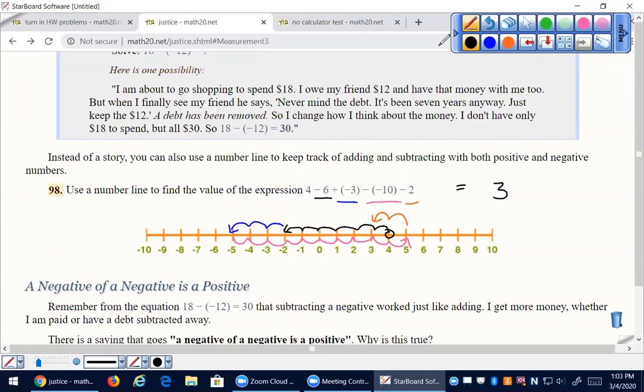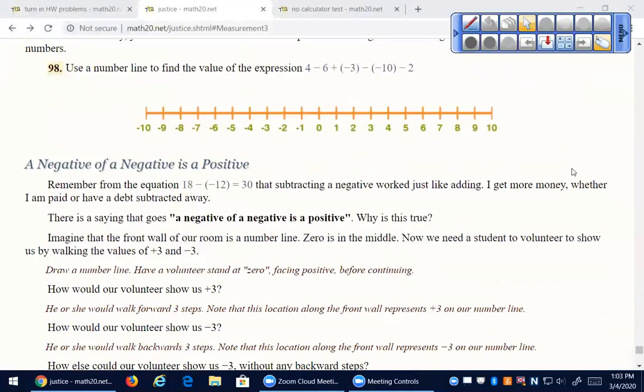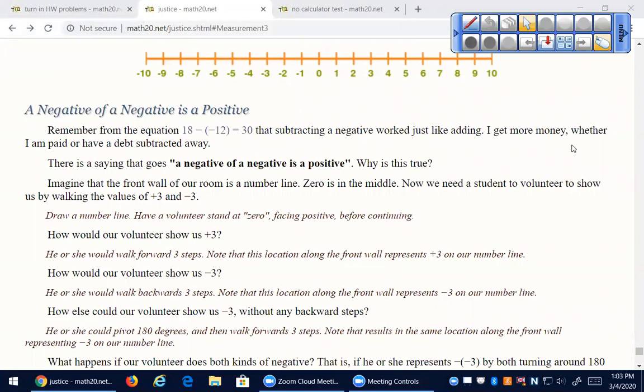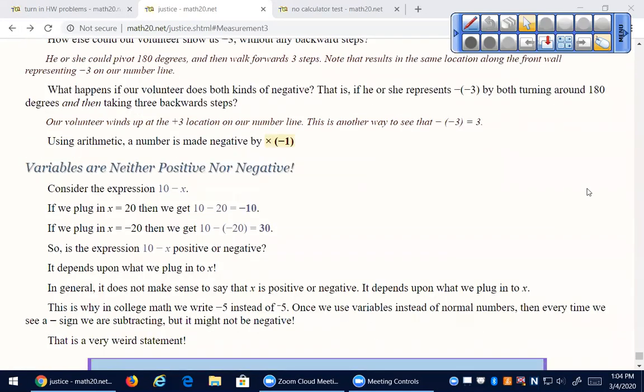And then for the negative of a negative is a positive. Remember back when we did the walking forwards and backwards, right? If you did 2 kinds of negative at once, it made you go in the positive direction. So we've talked about that already.